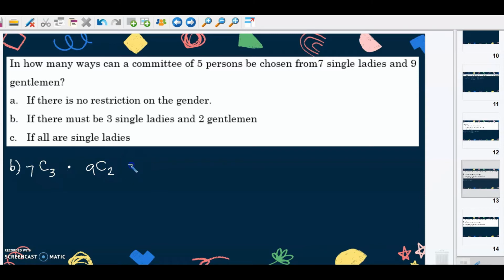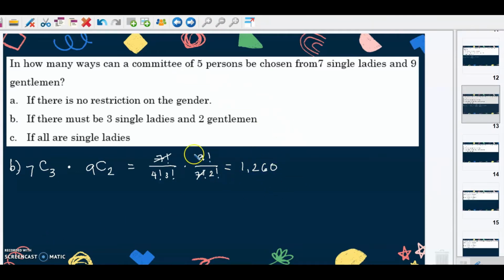Okay? So simplifying this now, we will have here 7 factorial over 4 factorial times 3 factorial, multiplied by 9 factorial over 7 factorial 2 factorial. We can cancel 7 factorial and 7 factorial. And then if we simplify this, we will have our answer, which is 1,260 committees. So let us now have the third item for this question.